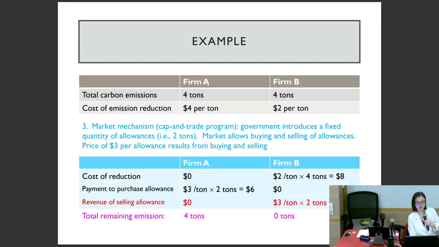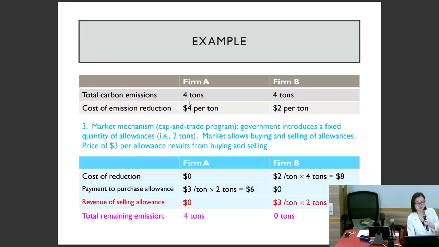So for firm A, which one will you use? Will you reduce your own emissions at a cost of $4 per ton, or buy from the market? Of course you will buy from the market because it is cheaper, right? So for firm A, they will not spend the $4 for reducing their emissions. Instead, they will buy 2 tons of permits from the market.